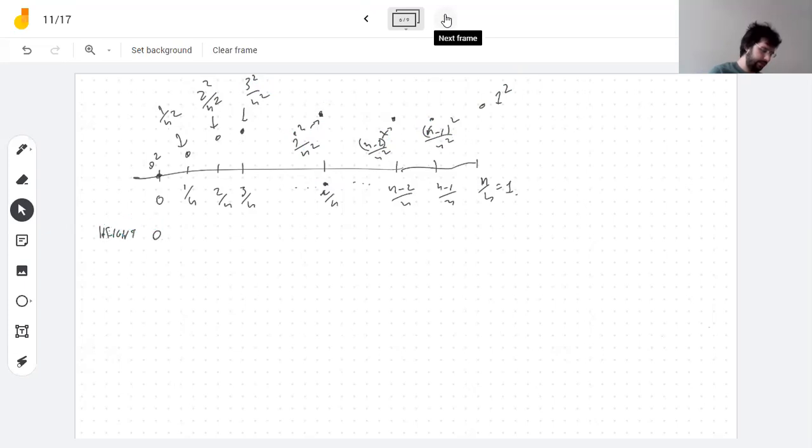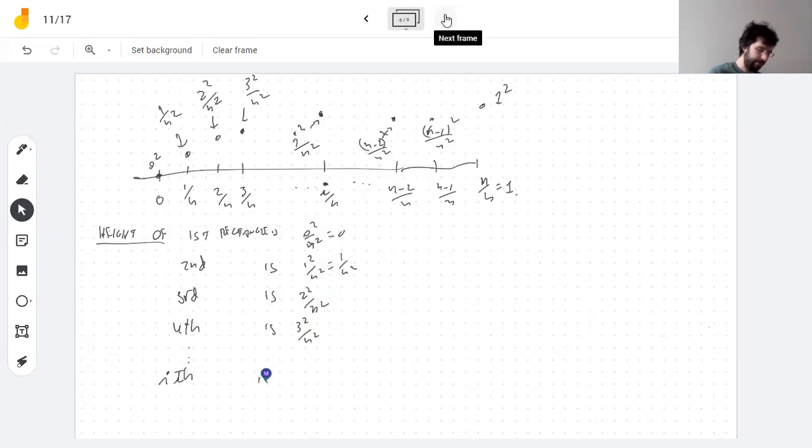The height of the first rectangle is 0 over n squared, which is 0. The second is 1 squared over n squared. The third is 2 squared over n squared. The fourth is 3 squared over n squared. The ith, well, according to this formula, it's the previous number squared divided by n squared.